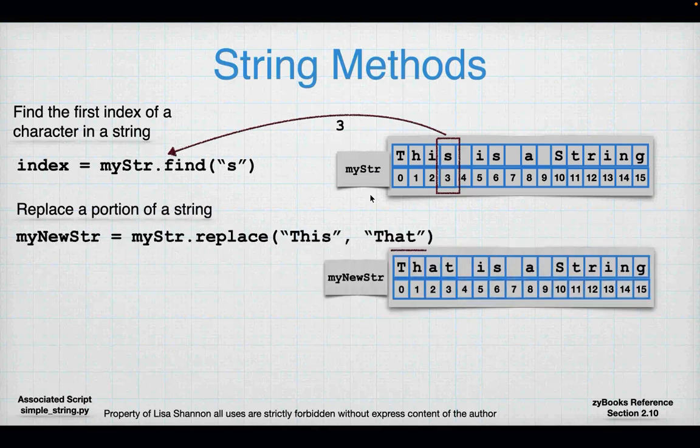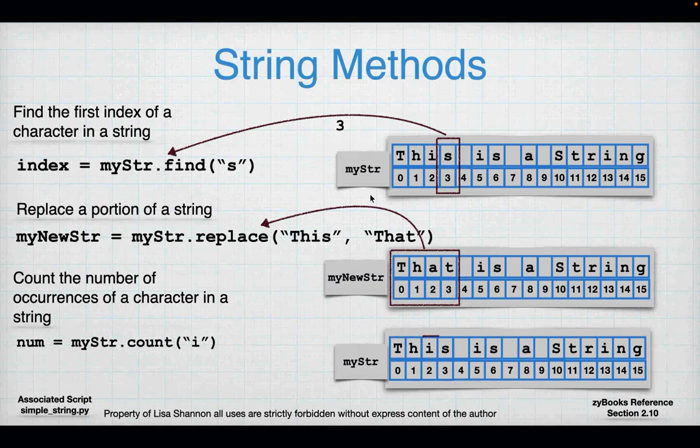Okay, so let's say I want to replace a portion of the string. I can do that by using a replace function on the string. So I have my str, and I'm going to have my new str, which is what I'm going to populate with the brand new string that I'm creating. I'm going to replace in my str the word this with the word that. And Python will do just that. It's going to create a new string, it's going to start it with that, everything else is going to be the same, and it's going to put it in my new str. Because remember, my str doesn't change.